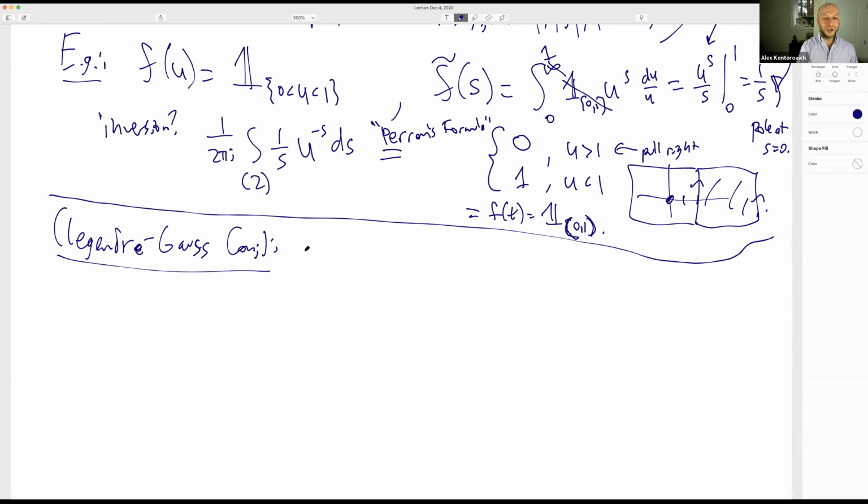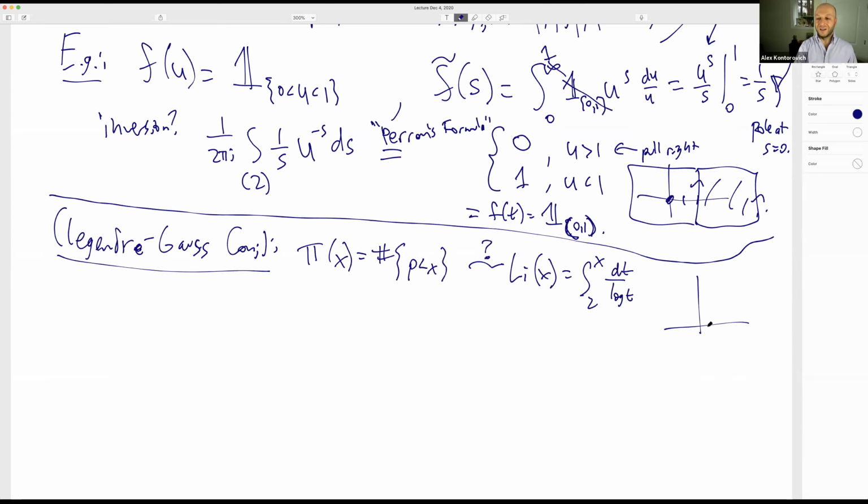The Legendre-Gauss conjecture is that, again, the number of primes up to x is conjecturally asymptotic to the logarithmic integral of x, which, if you recall, is the integral dt over log t from 2 to x. And we sort of saw that this pi of x is some kind of step function like this, and then li, which is asymptotic to x over log x, is some nice curve. Okay, so this is what we're headed towards.